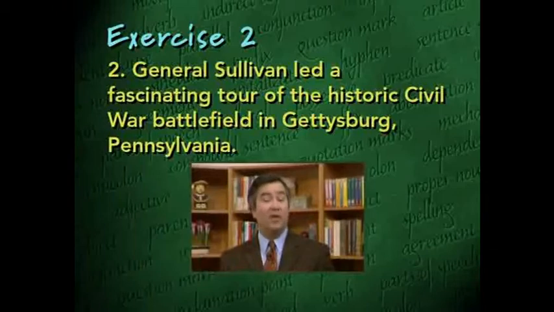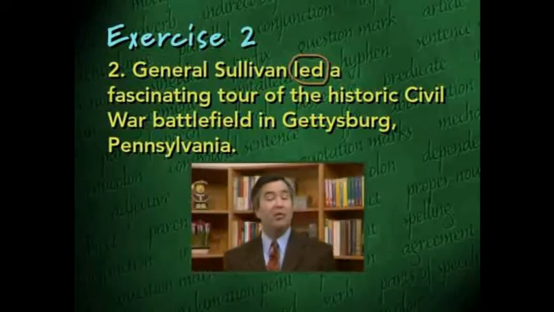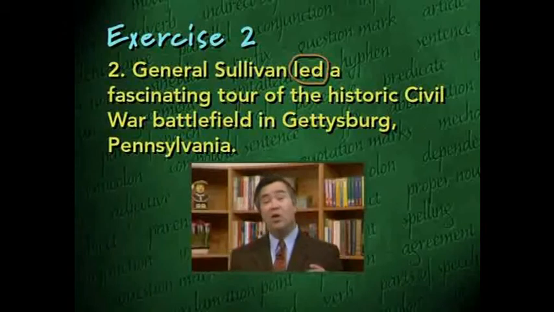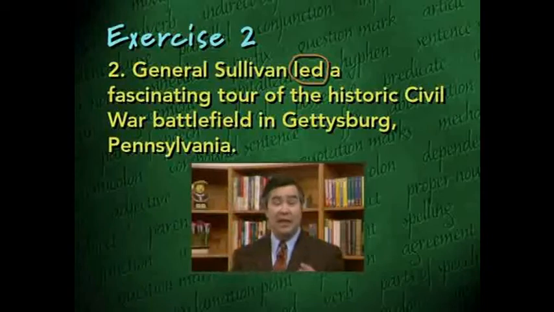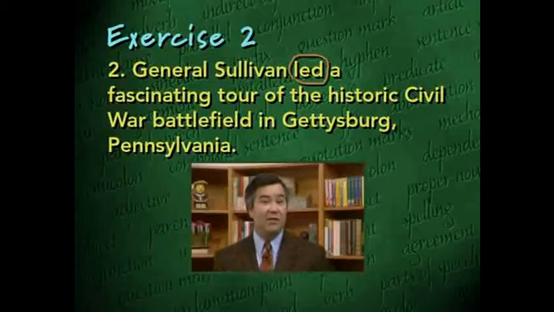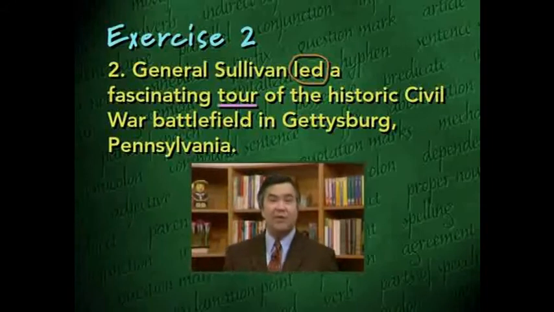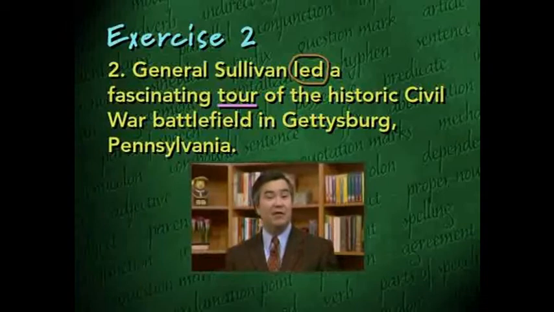Once again, what's the verb? The verb is led. The subject of the verb is General Sullivan. General Sullivan is the person who led. Now, what did General Sullivan lead? What or whom did he lead? Is there a word that answers that question? That is, a word which receives the action of the verb led? Yes, what he led was a tour, specifically a fascinating tour. But the noun tour is the key word. That's the direct object of the verb led. It tells us what General Sullivan led.